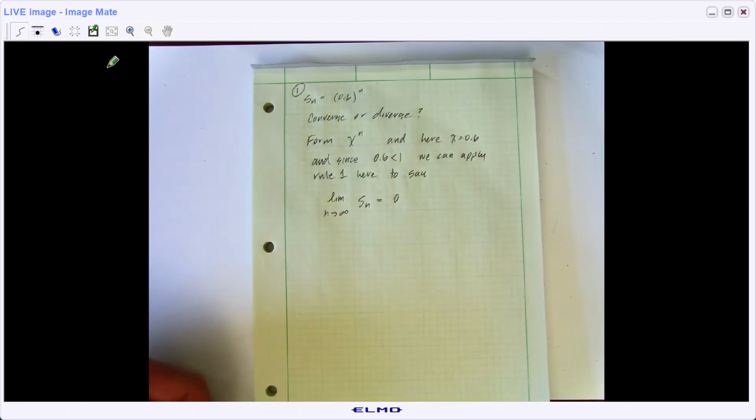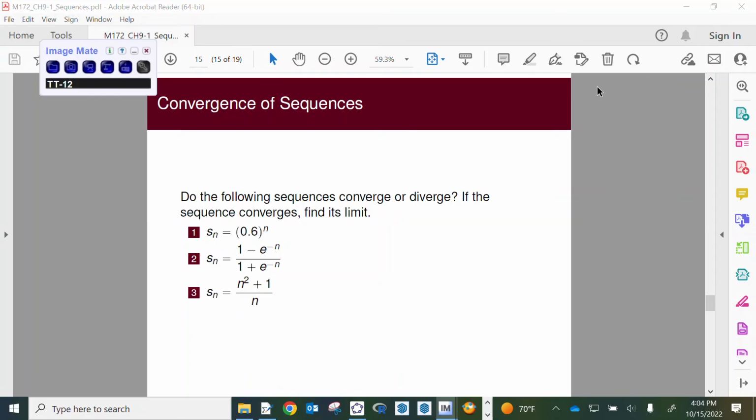We're just taking 60% and 60% of 60%, 60% of 60%. So if you want to think of it this way, we're taking 60% of 1, n times, I guess, to get to the nth term. I hope that makes sense. Let's take a look at a little harder one. Here I have s sub n is equal to 1 minus e to the negative n all over 1 plus e to the negative n. Let's take a look at that one.